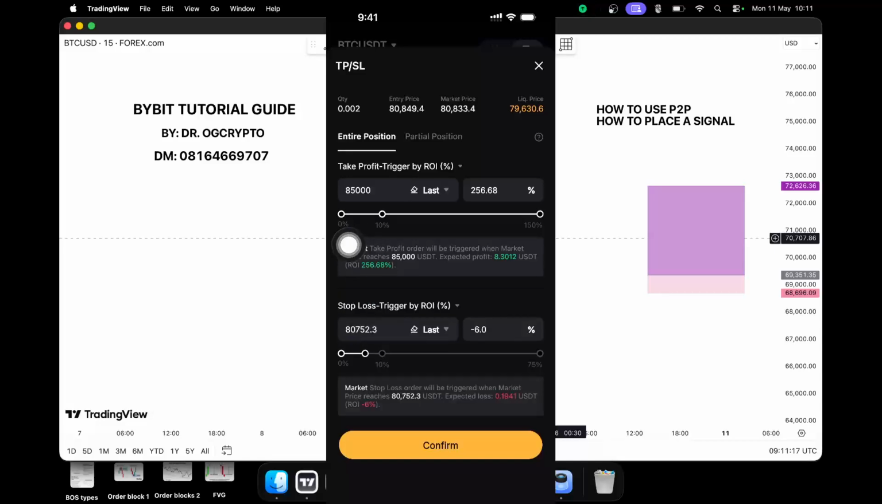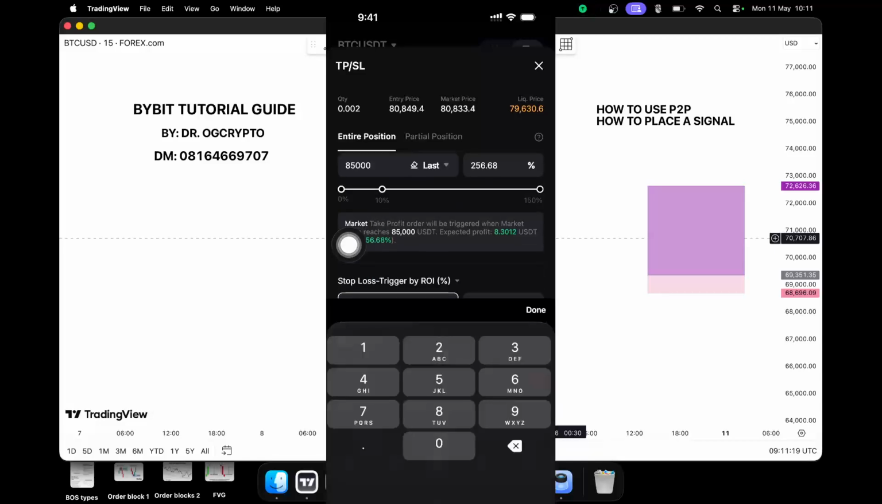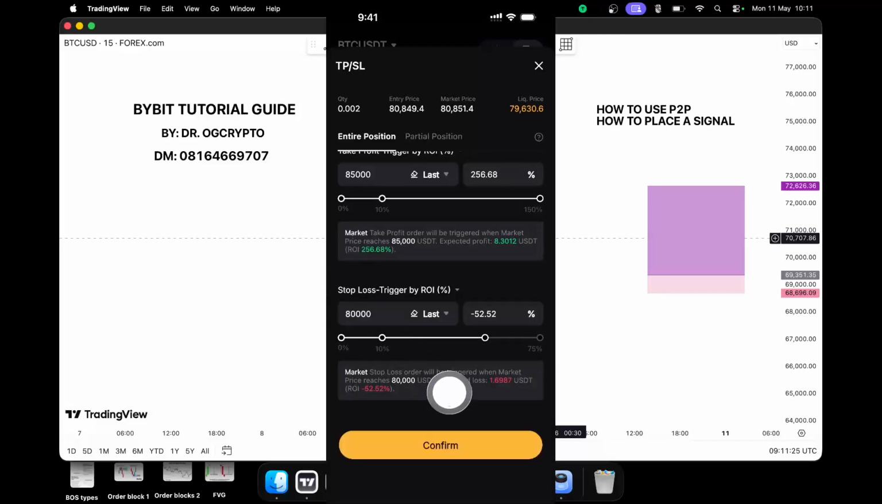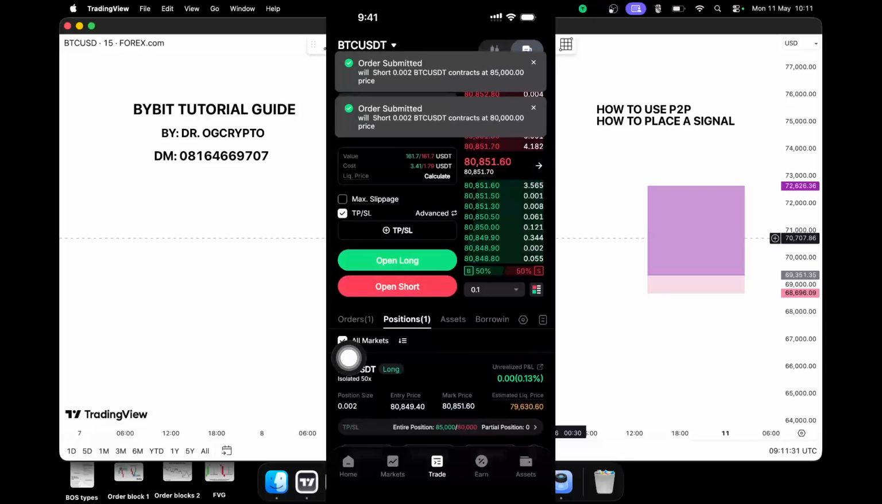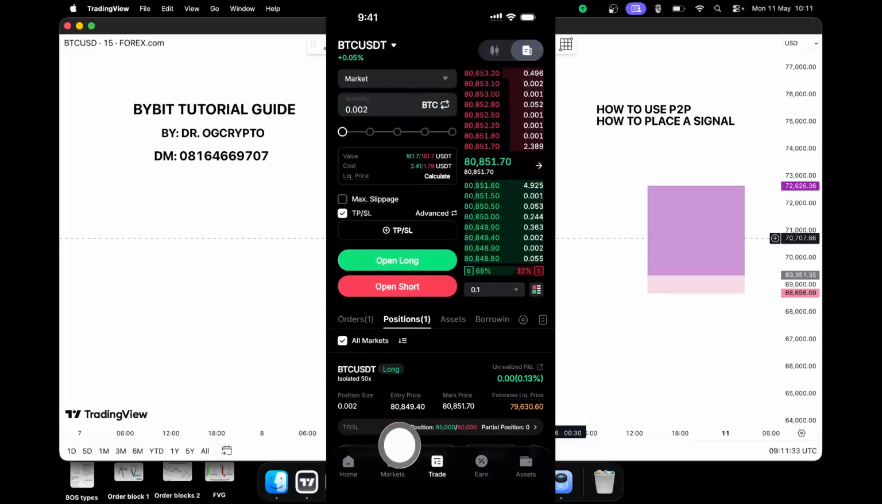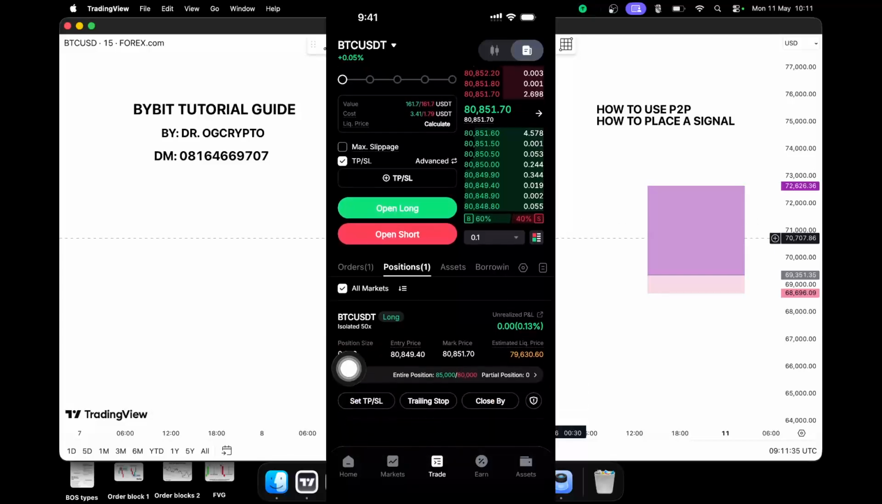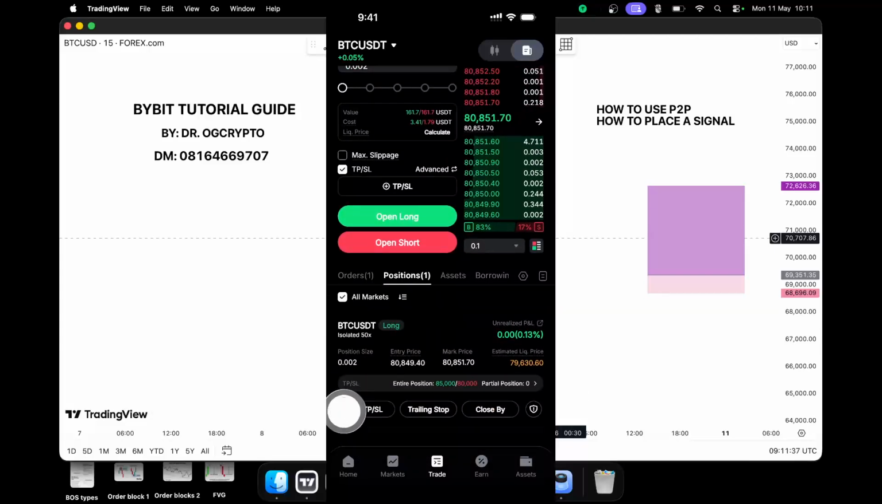So let me set my stop loss. Let me set stop loss to, let's say, 80,000. So I'm going to lose what? $1.6 if Bitcoin reaches 80,000. So click on confirm. You understand? So I've already set my take profit and stop loss. You see my take profit and stop loss is already there, 85,000 and 80,000.